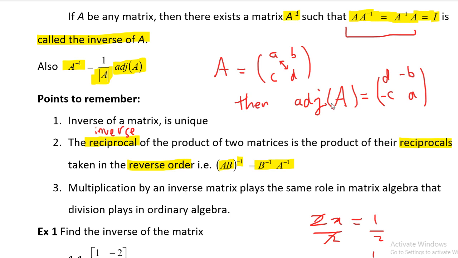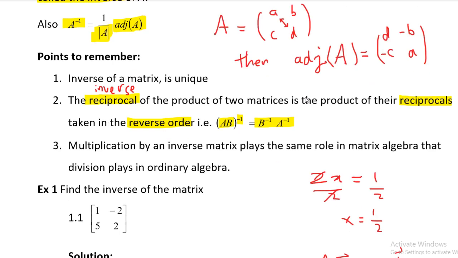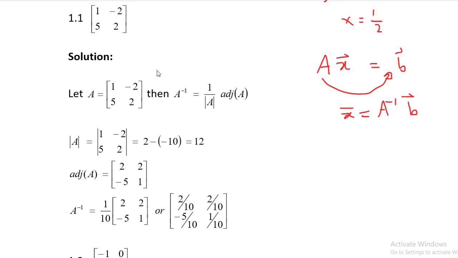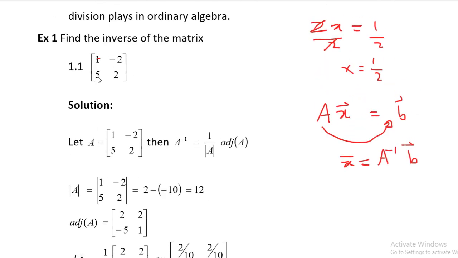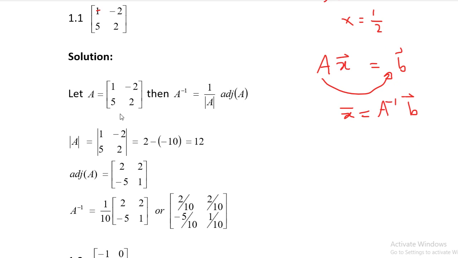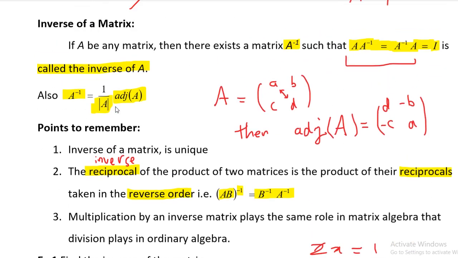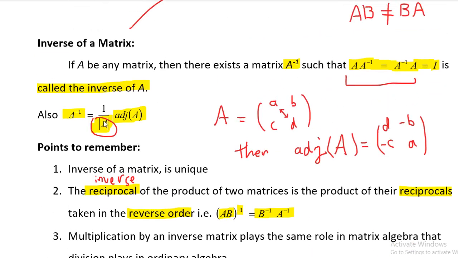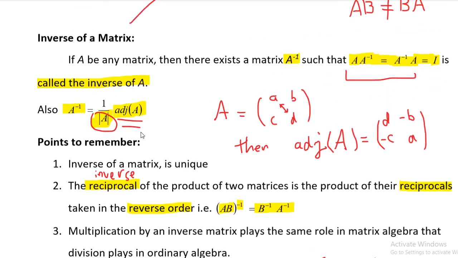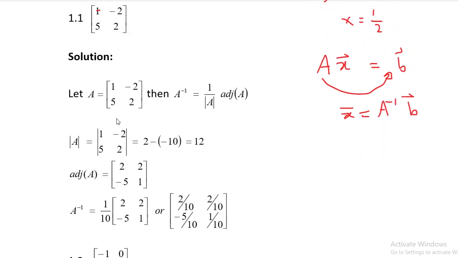For a 3 by 3 it's not that simple. We have to take help from cofactors, which we defined in the start. Anyway, let's do this example. This is a, b, c, d, right? 1, 2, 3, 4. If you want to find the adjoint of A, first of all, I need two things: the determinant of A as well as the adjoint of A. So let's find the determinant of A.